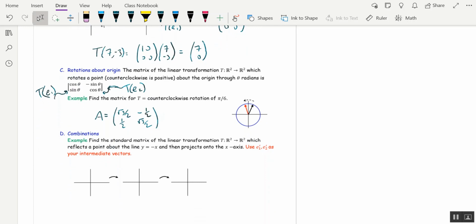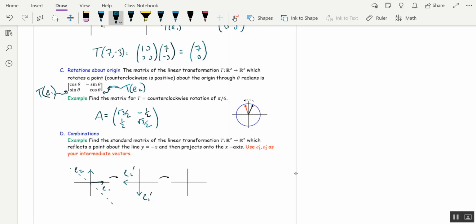You can do combinations also. And so these are fun, and we'll do these in class. Suppose we want to first reflect around the line y equals negative x and then project onto the x-axis. So here's E1, here's E2. The first thing I want to do is reflect around this line y equals negative x. So E1 is going to come down here. This is E1 prime. I can't call it T of E1 because T of E1 is the whole process, the last picture. This is the intermediate picture. E2 is going to come over here. So this is E2 prime.